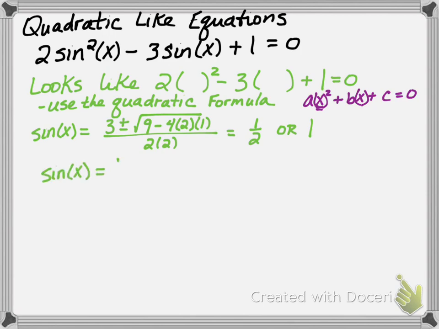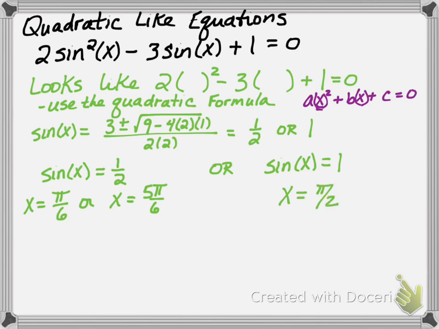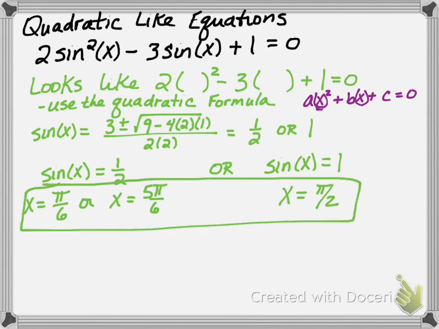So when does sine of x equal a half? That is when x equals pi over 6 or 5 pi over 6. Again, the reference angle is pi over 6, but because sine of x is a positive a half, we're either in the first quadrant or the second quadrant. Or we have sine of x equals 1, and there's only one place where sine of x equals 1, and that's at x equals pi over 2. So we have 3 solutions to this equation.